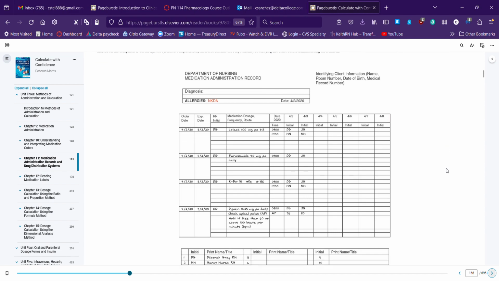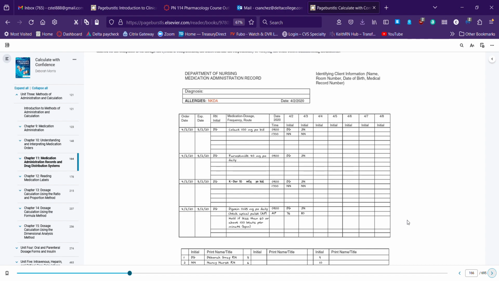On your exam 4, you will have a MAR, and you'll have to answer questions from it. We need to make sure, can you understand a MAR? Can you read it? Can you know what you're looking at?